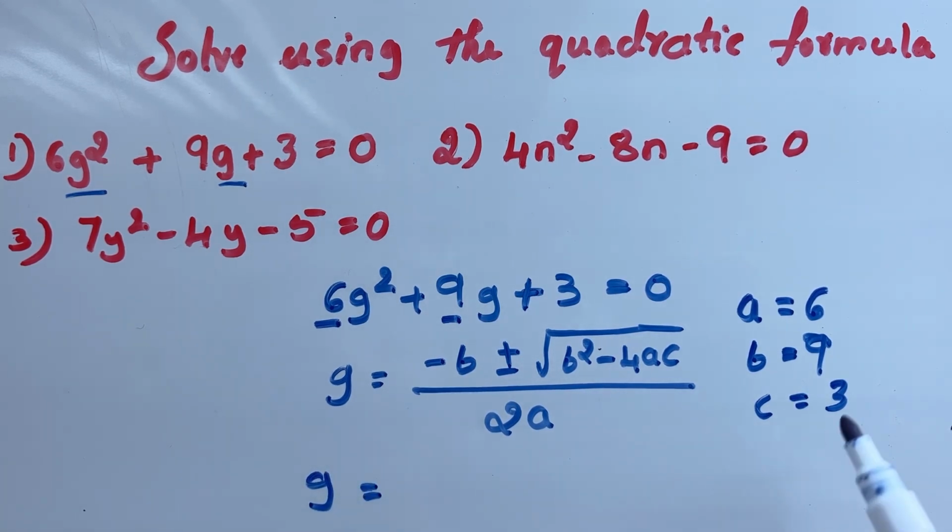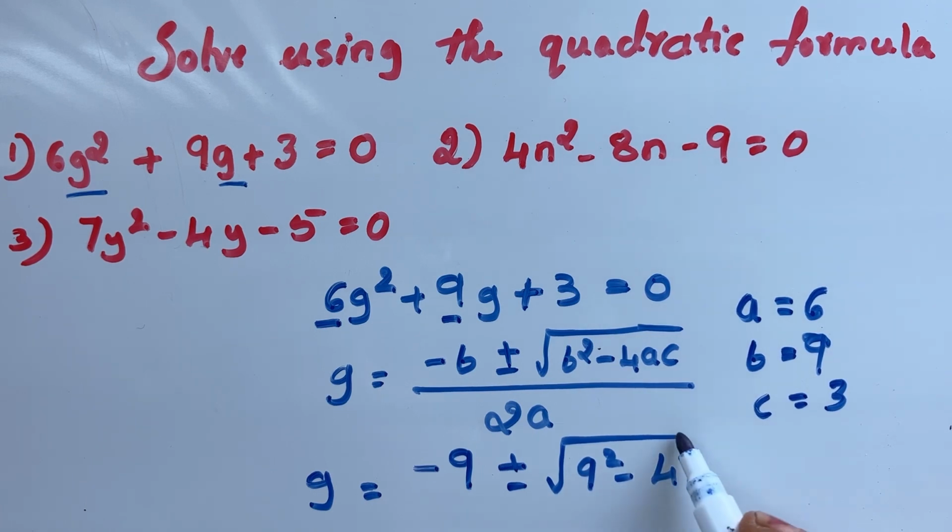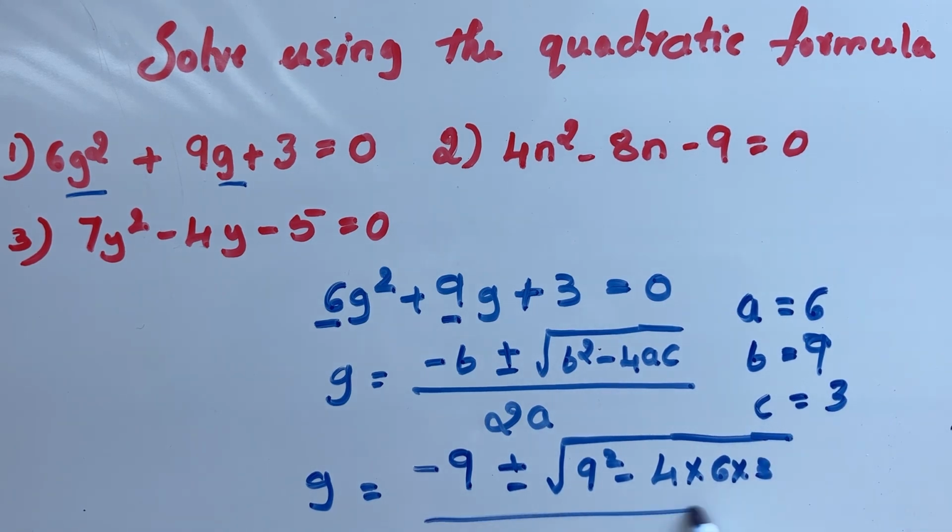g is equal to negative b, or minus b. b is 9. Negative 9 plus or minus square root of b². b² is nothing but 9² minus 4 times a times c, a is 6, c is 3, divided by 2 times a. 2a is nothing but 2 times 6.